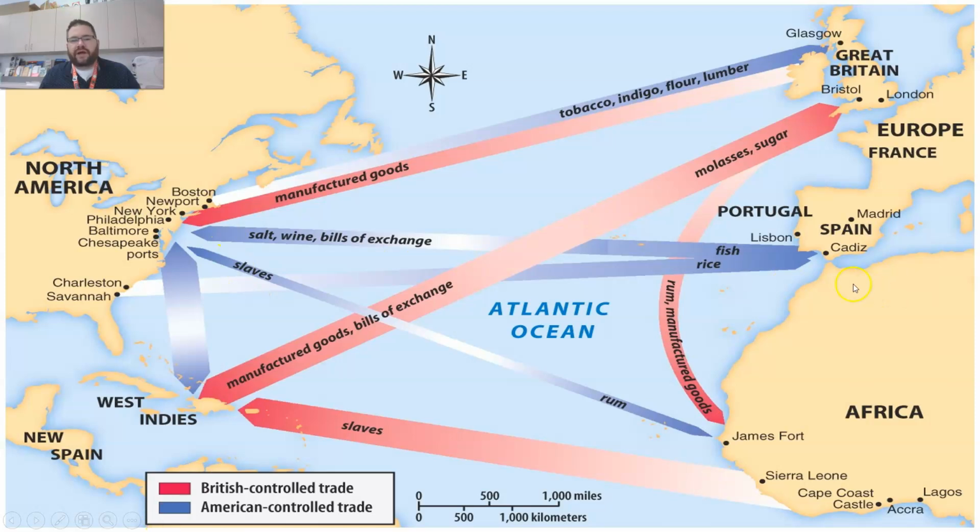The blue trading routes are those trading lanes or trading routes that the American colonies controlled and had a lot of influence in. So we can see here at the top that the American colonies would be exporting, or sending out, tobacco, indigo, which is a plant that when used within fabric production can make fabric a shade of blue, and flour and lumber, which is wood.